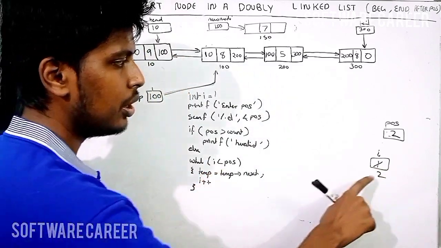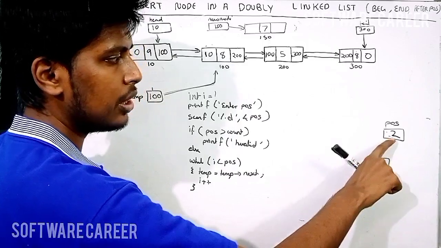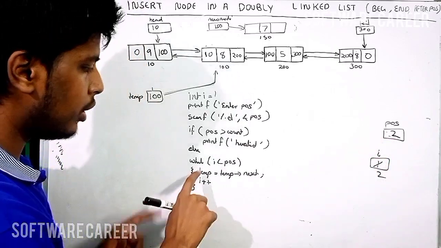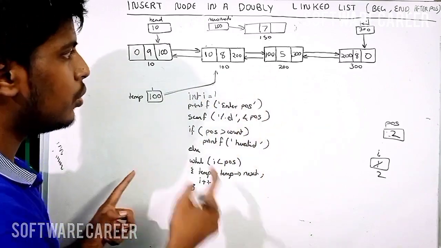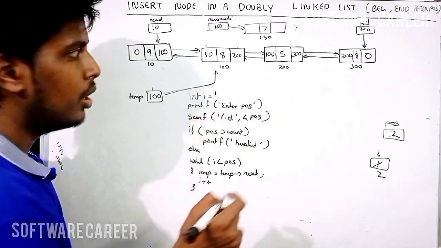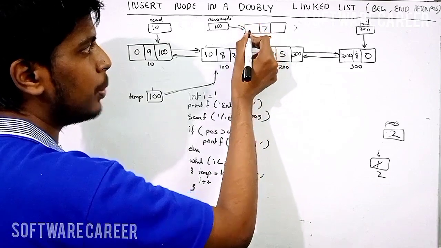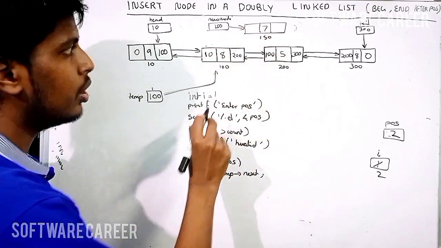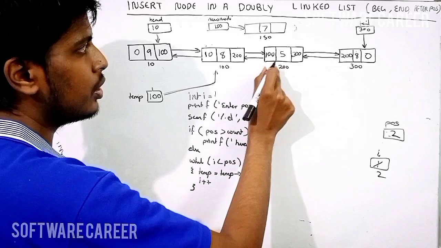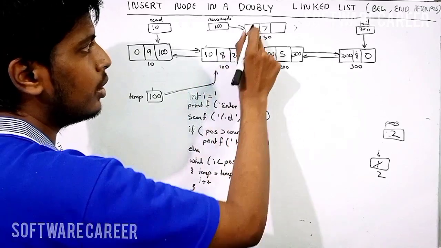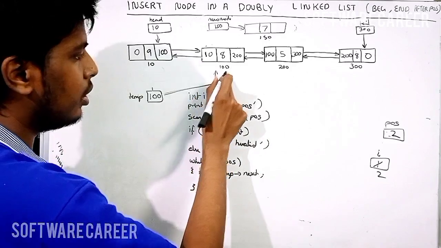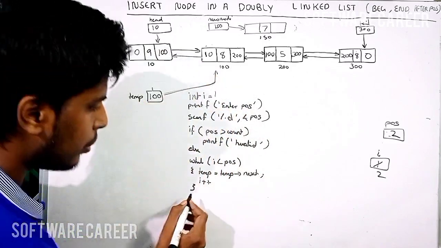While I less than position, I is 2. 2 is not less than this 2. So you should not enter into this step. That is, you should not move the temp pointer again one step forward. Now see, temp is pointing at this 100. Now in this previous pointer, this part, I should store the address of previous node. If you insert this node in between of these two, the previous node will be 100. So you should store 100 here. Now where can I get 100 from? From this temp pointer. So I am writing the condition.